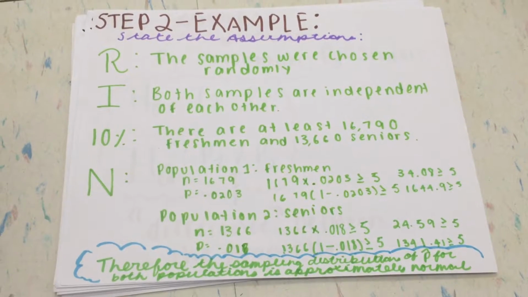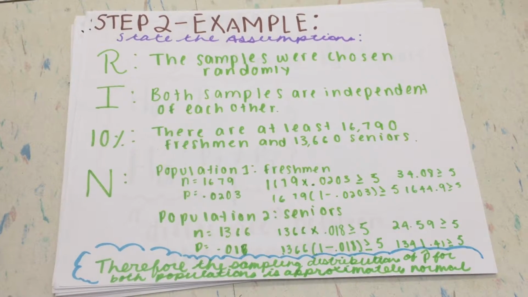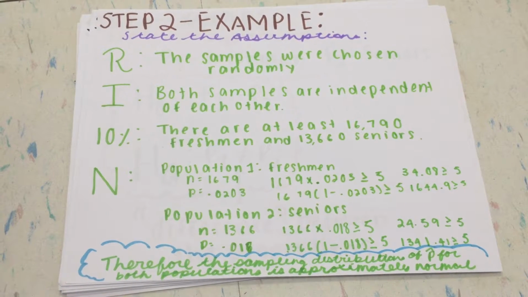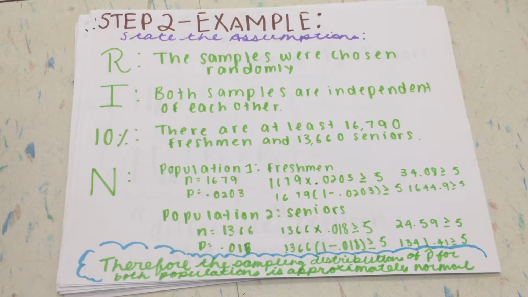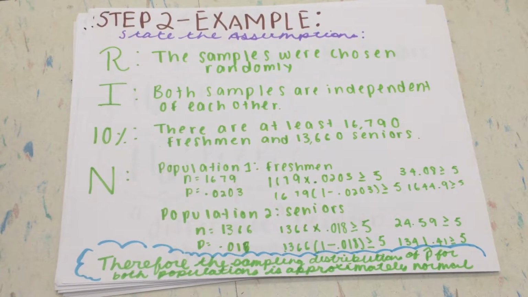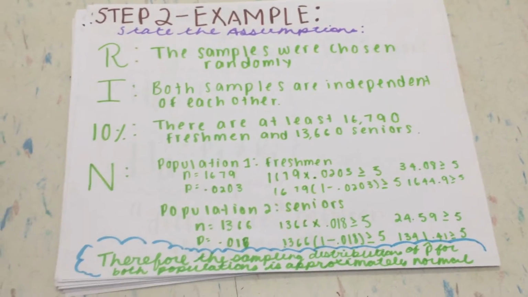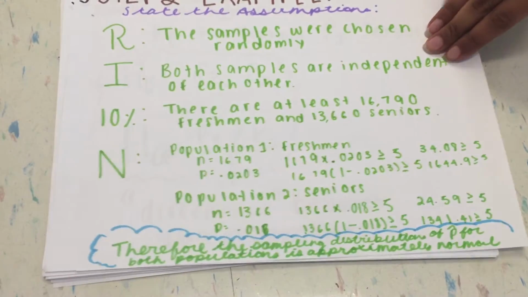Next, we state the assumptions. Pay attention to the normal assumption. Since there are two groups and it involves proportion, we use n times p is greater than or equal to 5, and n times 1 minus p is greater than or equal to 5. Make sure to write the statement in the bubble.